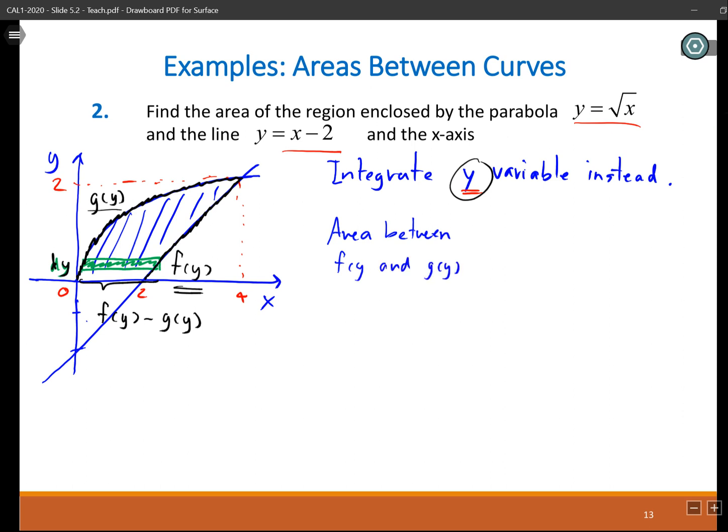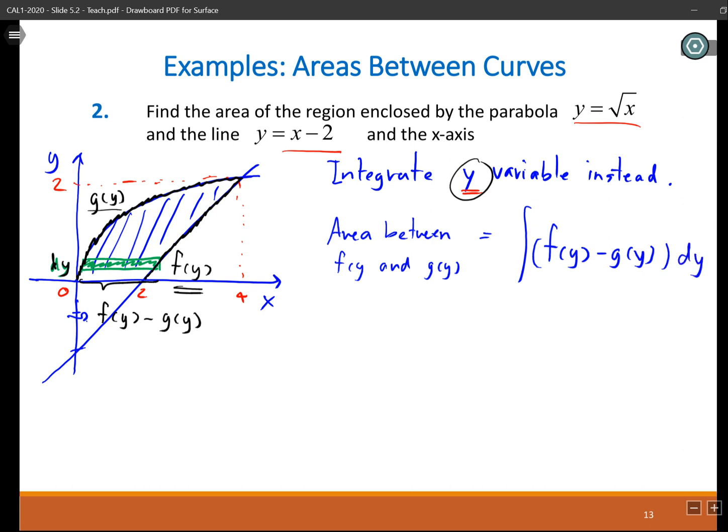We work on a different variable. It's going to be equal to the integration of the add up of all these rectangles. So it has to be the area of this rectangle, which is the width of this rectangle, f(y) minus g(y), coming from here, times the height of this rectangle, that is dy.